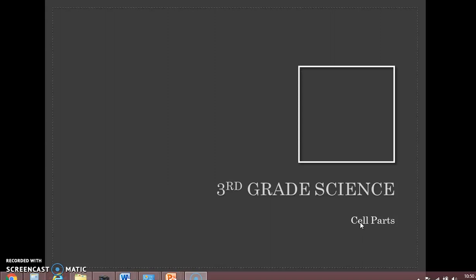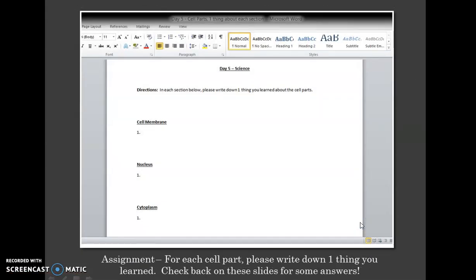I'm actually going to go a little bit backwards today in the fact that I'm going to show you your assignment first. If you can look in your paper packet or you can take a peek here on your flash drive, you might have seen this already. Here's the directions for your assignment. I have 5 different cell parts that are named here. And your assignment is to write down one thing you learned about the cell parts. Please don't just put one-word answers. Actually write a sentence about what you learned about each part.